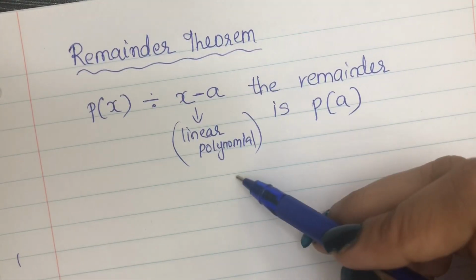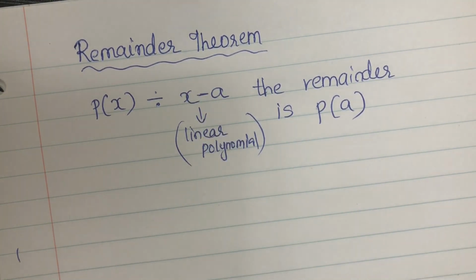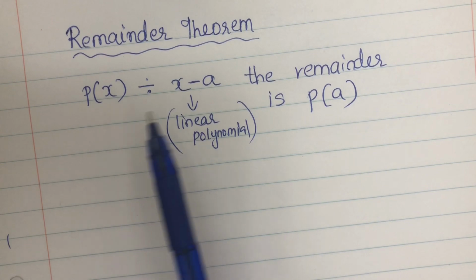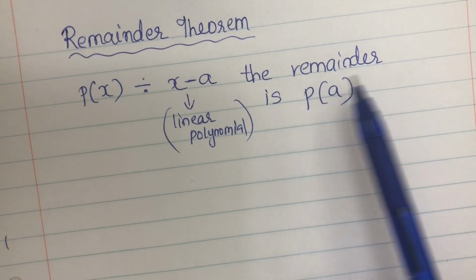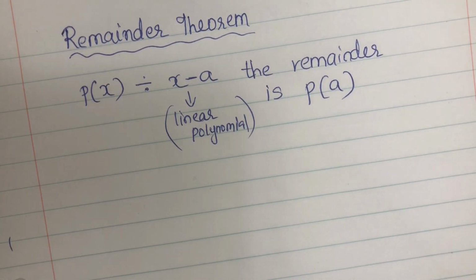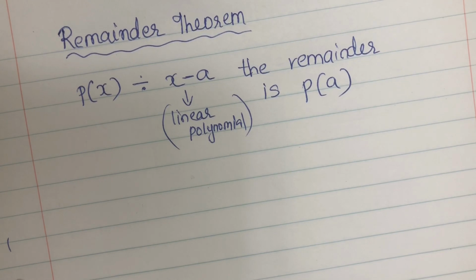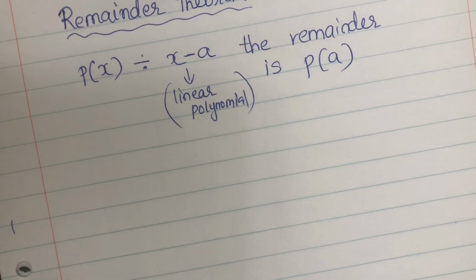What is a linear polynomial? A linear polynomial has the highest degree 1. So if any polynomial p of x is divided by a linear polynomial, the remainder is p of a. We can directly write the remainder as p of a. How will you get this? We will get this by equating the divisor to 0.